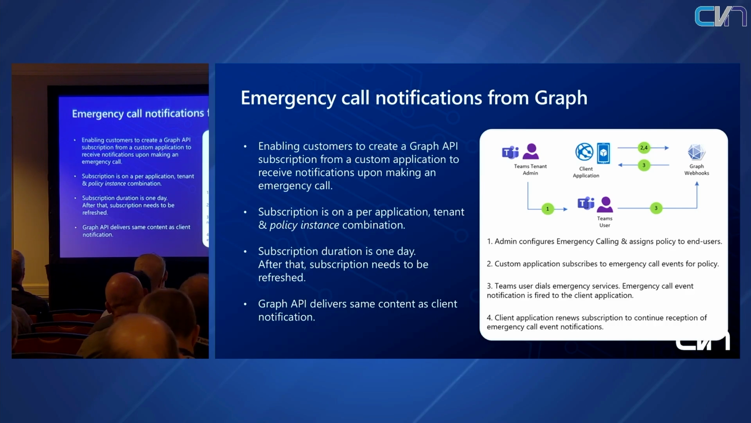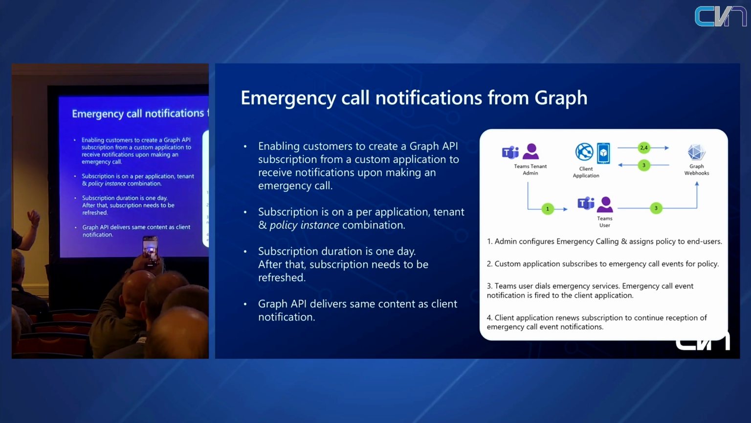So you can subscribe to this endpoint, and then every time that there is an emergency call that happens, the endpoint is going to get a notification. The subscription that you create for this is on a per policy instance basis. So you can have maybe 5 or 6 different emergency calling policies configured, but you're only going to be getting notifications from the service for the ones that you've subscribed to. So if you need to have all of your emergency calling policies be able to fire off Graph events, then you need to subscribe to all of those instances.